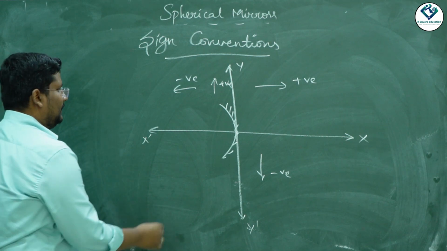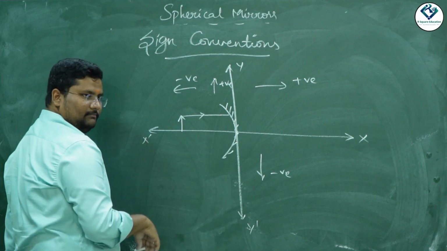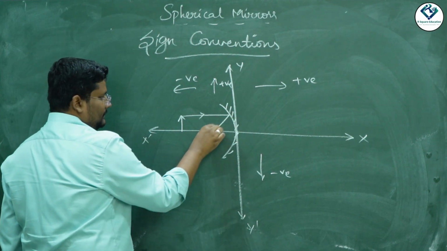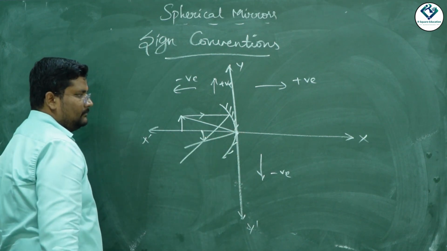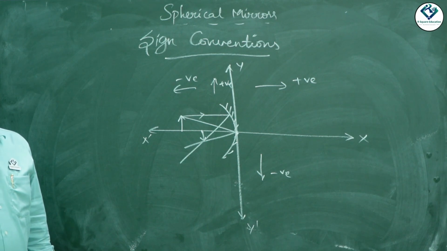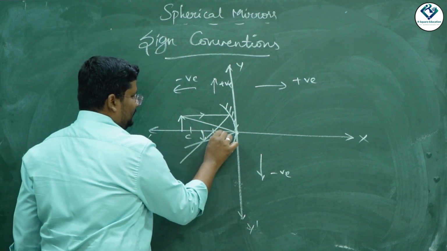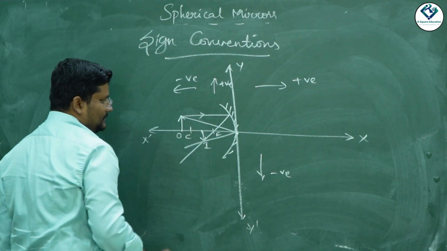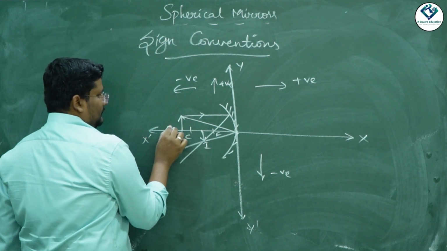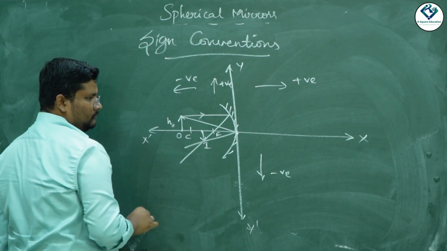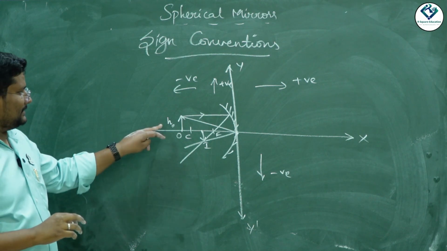Say for example, if I take the image characteristics for an object which is placed beyond C, right? So where is the image going to be? If the object is beyond C, the image will be between C and F. So if this is C and this is F, the image is going to be between C and F. This is the object and this is the image. Now, let me take the height of the object as HO, or H1, whatever parameter you want to use. I take it as HO.